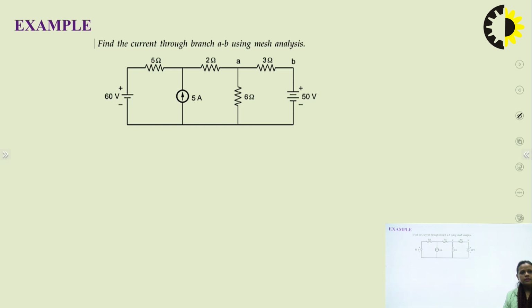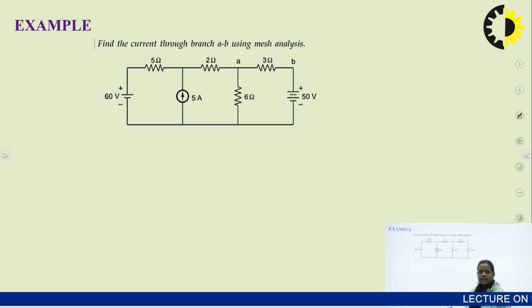Now here is the question for the super mesh. Here we have to find the current through branch AB using mesh analysis. You can see that the 5 ampere current source is here. One way is that if you can easily convert the current source into a voltage source, you can convert it, but it is not always possible. Like in this example, this 5 ampere source cannot be converted into a voltage source because there is no parallel resistance across this 5 ampere current source, right? So we can't do the source transformation.